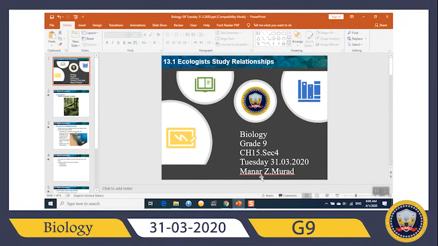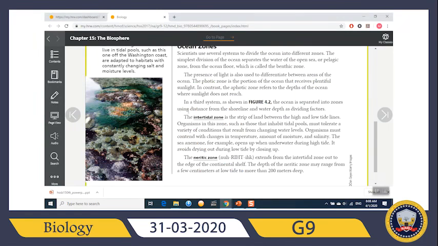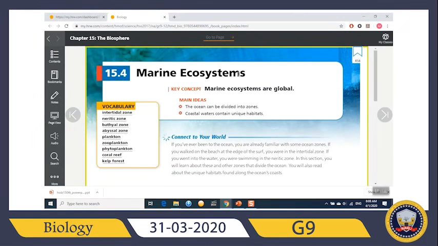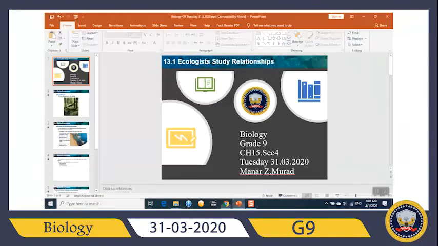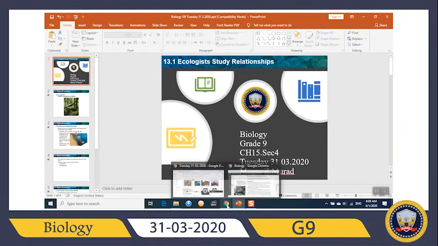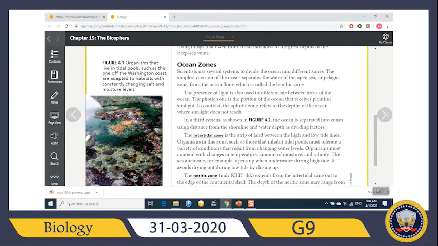In this session, we're going to explain the marine ecosystems. So it's chapter 15, section 4, Marine ecosystem. Before we start, let's make a quick scan of the chapter.